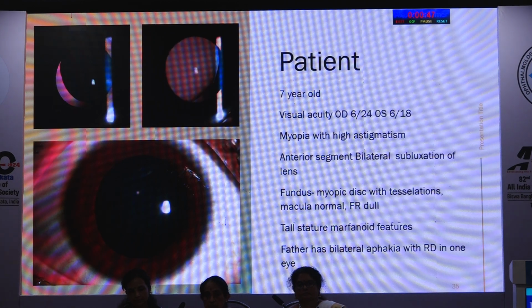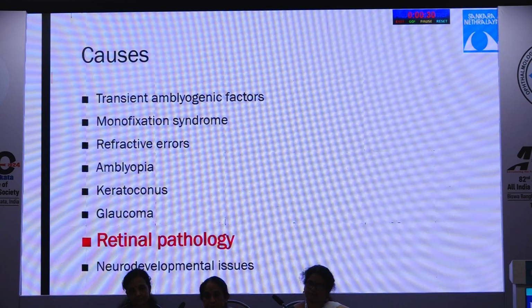Of course, now when you have seen the subluxated lenses, you will see tall stature and everything else, and then you will ask the history, and yes, the father also has bilateral aphakia with retinal detachment. But here, don't rush in to do SFIOL; first do a good refraction and give them glasses. They often improve with glasses.